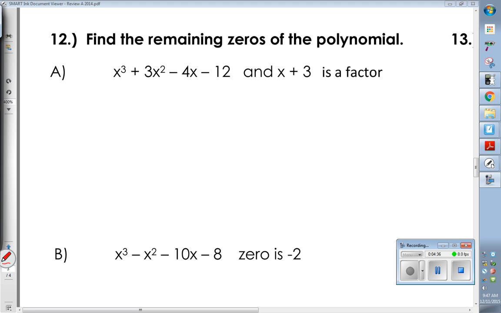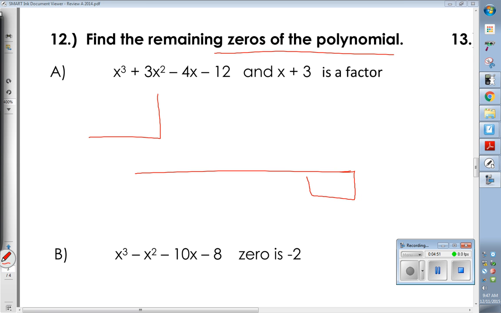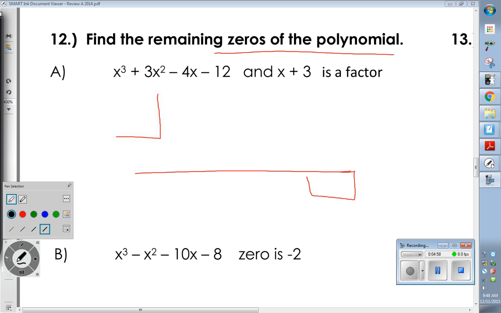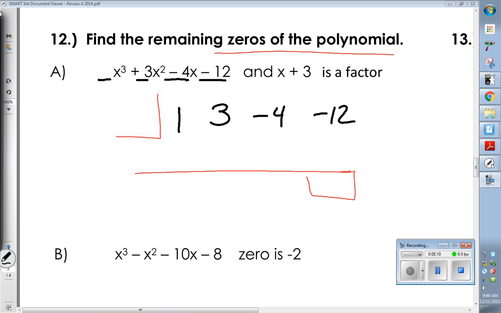Number 12 says find the remaining zeros of the polynomial. Remind yourself on how to find zeros. We did synthetic division to find zeros. Synthetic division, box and a line. Okay, we wrote down the leading coefficients from the problem. Okay, so for this problem right here, my leading coefficients are 1, 3, -4, and -12. Those are my leading coefficients.